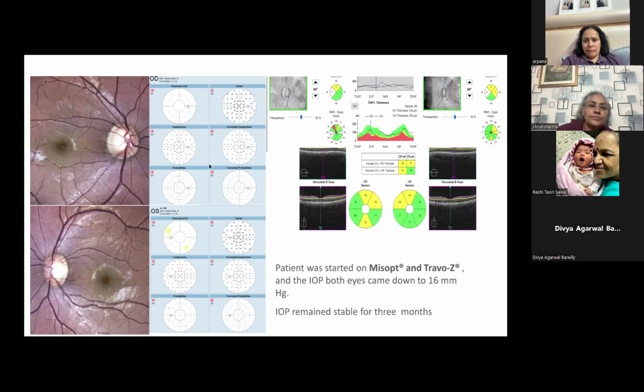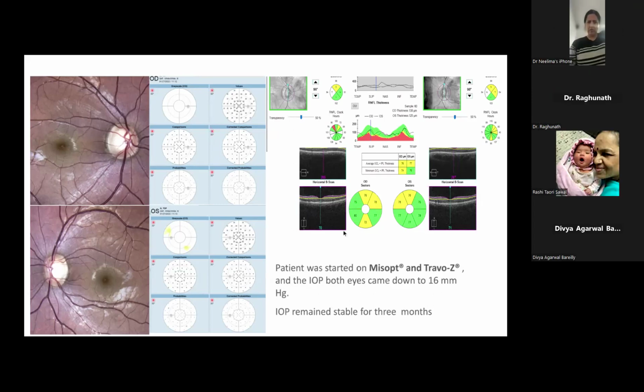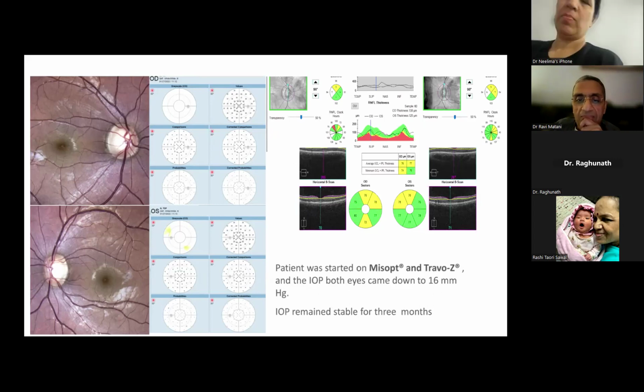My go-to diagnostic test for a glaucoma patient is visual field examination, and this has to be repeated a couple of times, because usually in the first or second instance you're not going to get good fields from a patient. So this is how the fields look. The pressures were high. I put him on Mysopt and put him on three drugs. Basically, pressures came down to 16 millimeters of mercury.